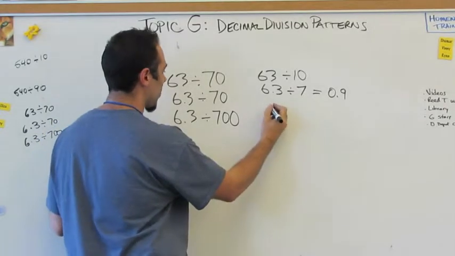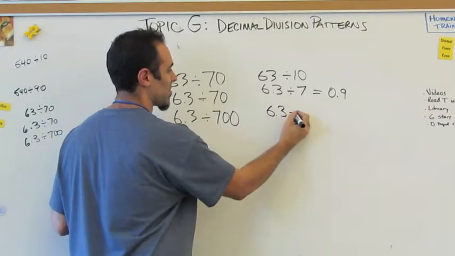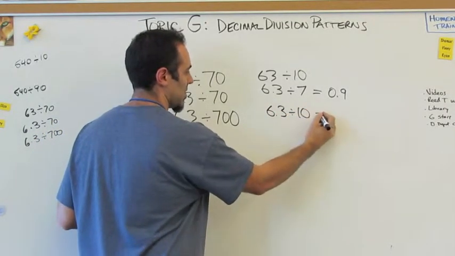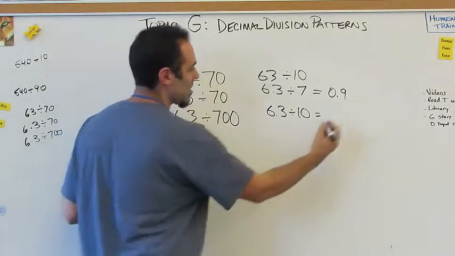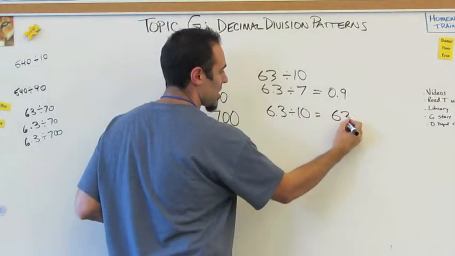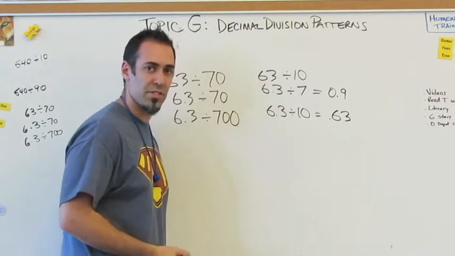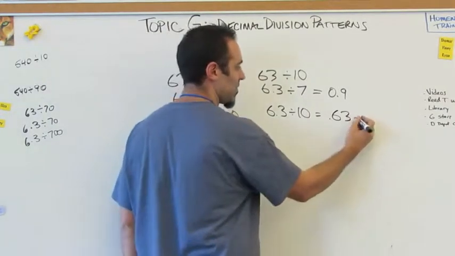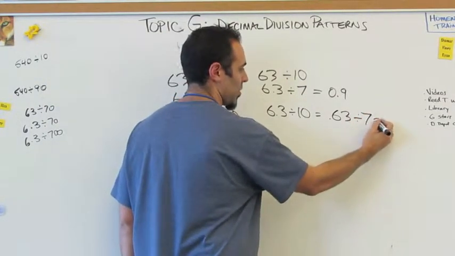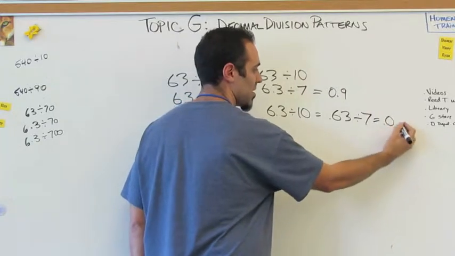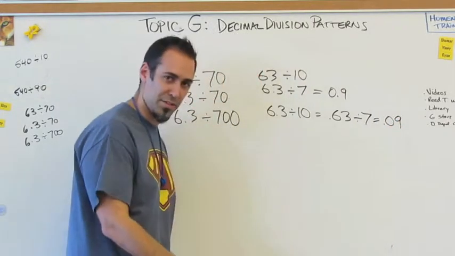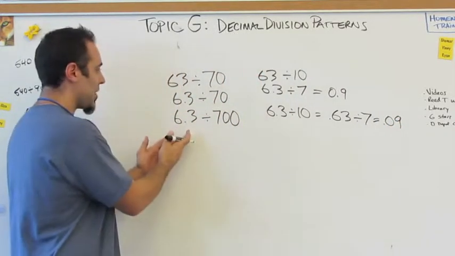So 6 and 3 tenths, we're going to say that is 63 tenths divided by 70. We're going to break that up. We're going to say 63 tenths divided by 10. That's going to be 63 hundredths. Divide that by 7. We're going to have 9 hundredths.